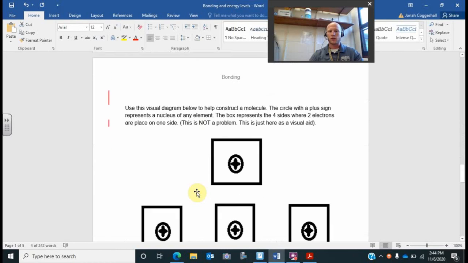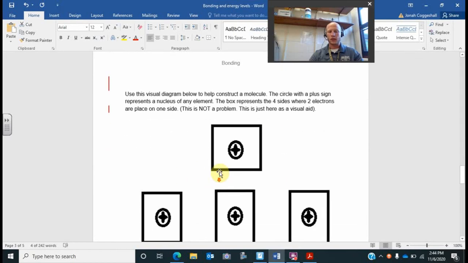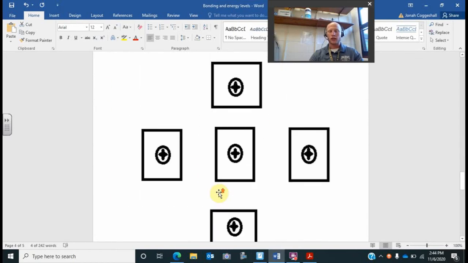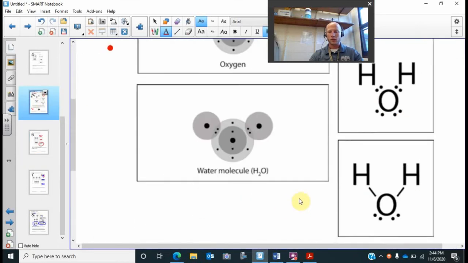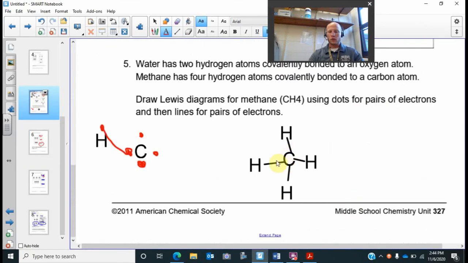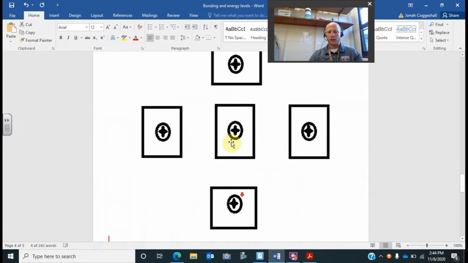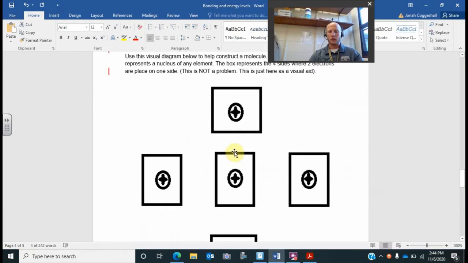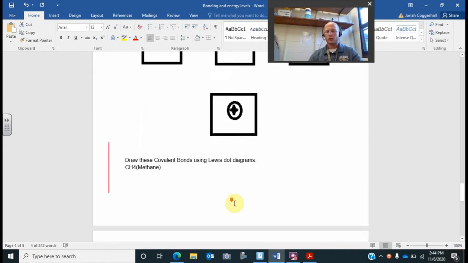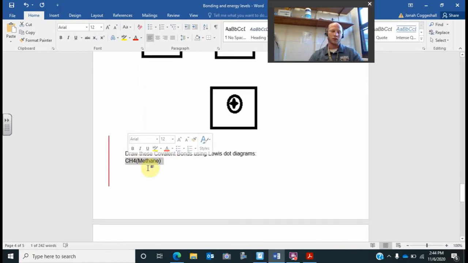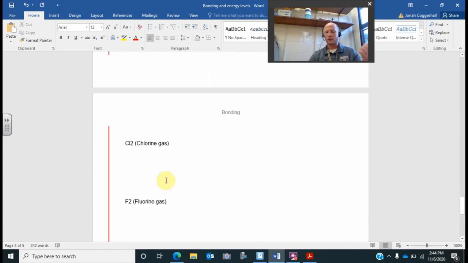Anyways, this diagram is just a visual. If you remember doing this methane molecule up here, and you transferred this image to right here, that carbon would be here, and you can put up to 2 electrons on each side for a Lewis structure. It just helps you visualize what it's going to look like. So here's that methane molecule. You already have the answers to that. It's on the other sheet.